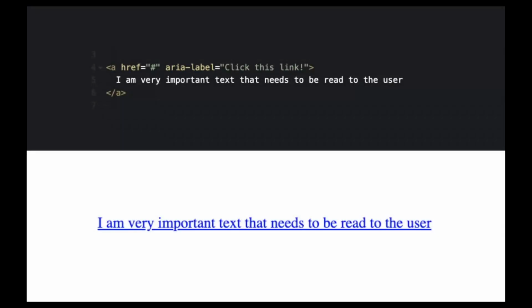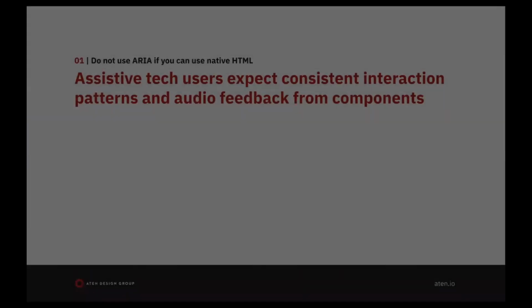Another one that I see pretty often as well is this example. So I have a link that has text within it that says, I'm very important text that needs to be read to the user. However, on that link, I included an ARIA label that says, click this link. Visually, I can read the text that I'm supposed to. However, that ARIA label overrides that visual text. So if I'm a screen reader user, I would only be hearing link, click this link, and they would never get that important text that needs to be read to a user because that ARIA overrides the native HTML semantics.